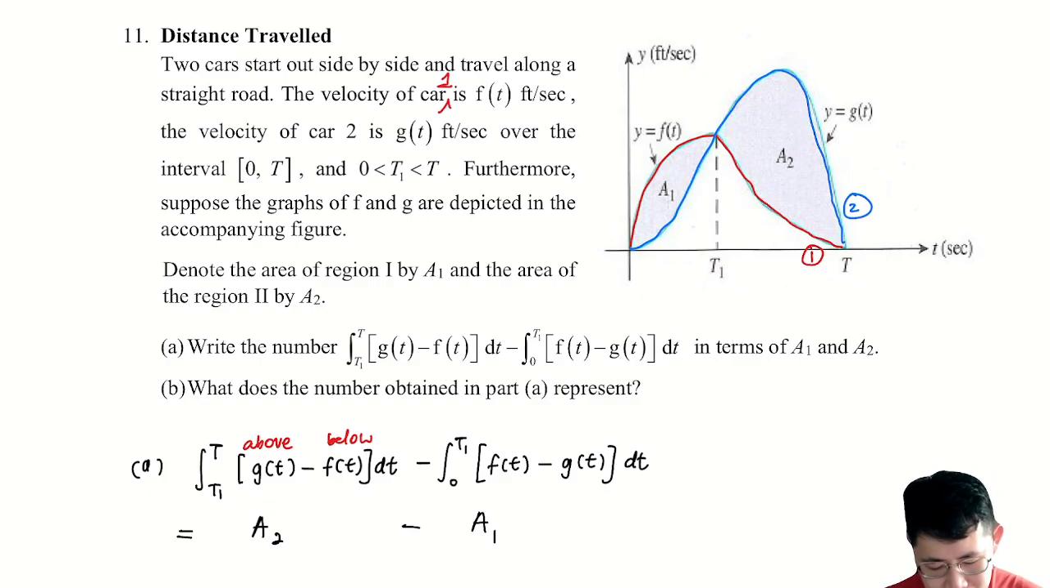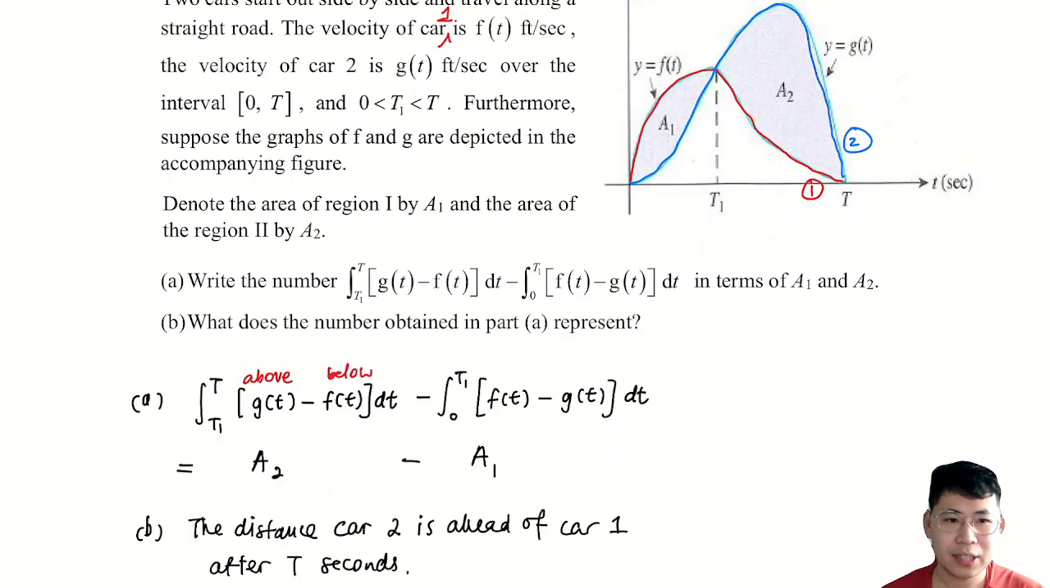Now, what does the number obtained in part A represent? What do we mean by this part of the graph over here? This part of the graph says that car number 2 is actually ahead of car number 1, because we are looking for the distance of car 2 in front of car 1, minus away the original part where car 1 is ahead of car 2. So the answer is just the distance that car 2 is ahead of car 1 after t seconds.